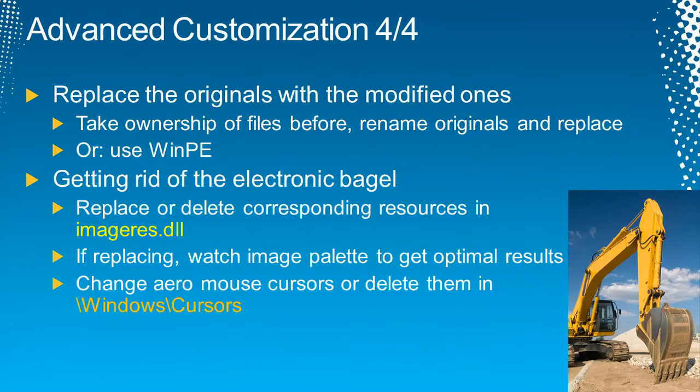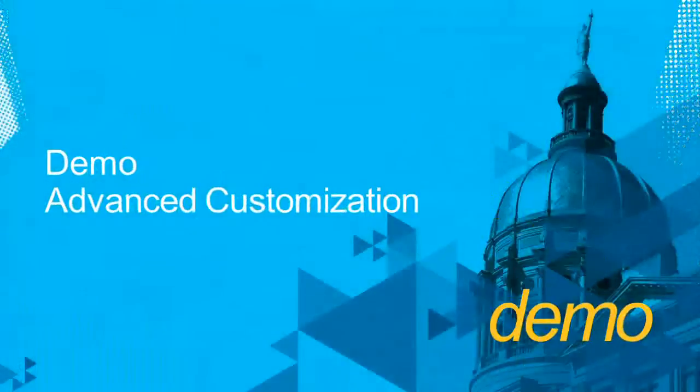And you also need to change the arrow mouse cursors, because if you don't do that, you see that little blue bagel with the mouse pointer flickering up from time to time. And that's maybe also not one of the things you want to show up. They're located in Windows cursors. Just replace them with a transparent cursor or a 1-bit cursor. OK, so let's hurry up and do the advanced demo.